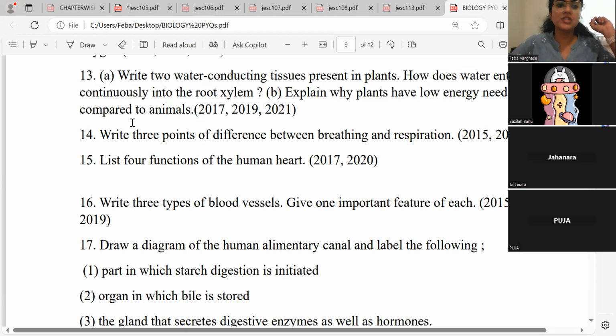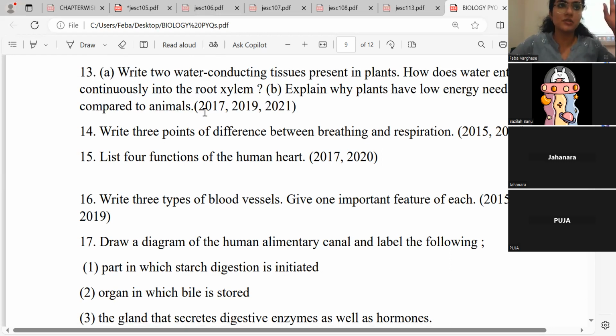Explain why plants have low energy needs as compared to animals. Because plants are sessile. They don't need to move around in order to search for food. They can prepare their own food materials. That's why the energy requirement is less.